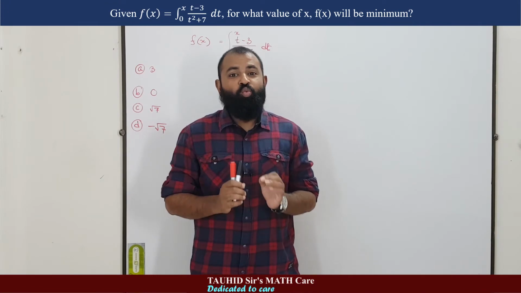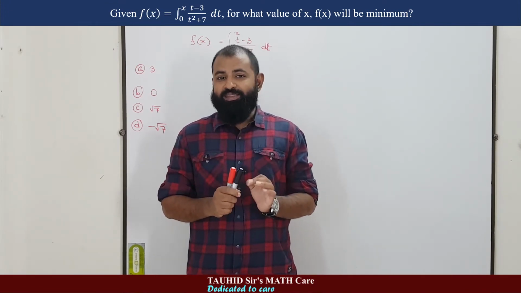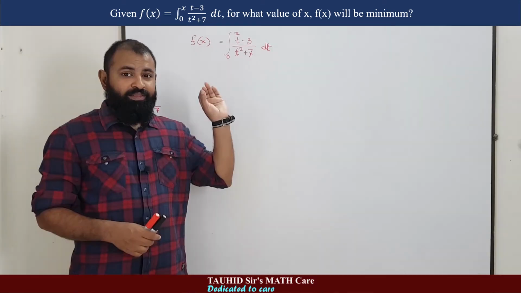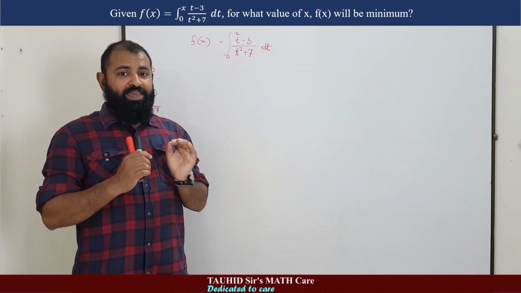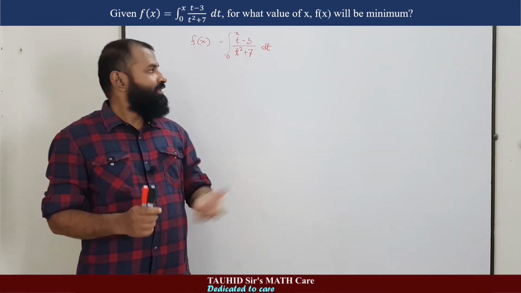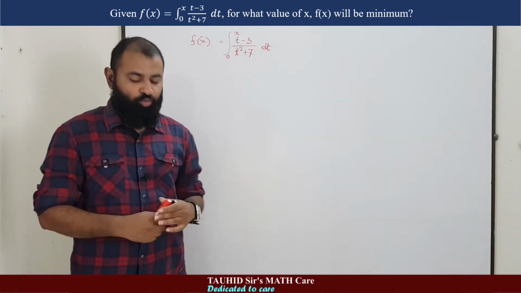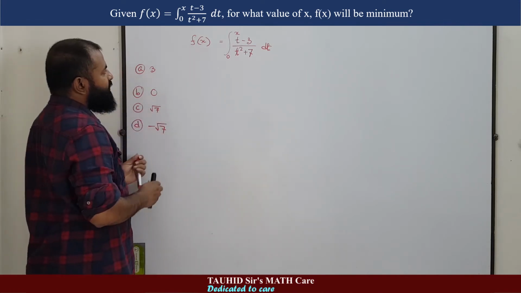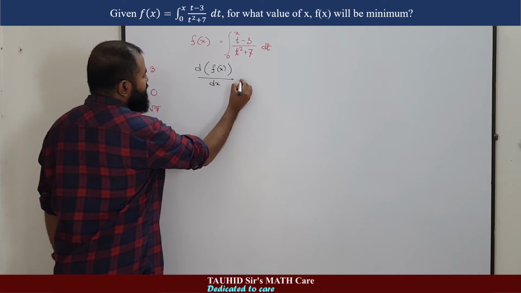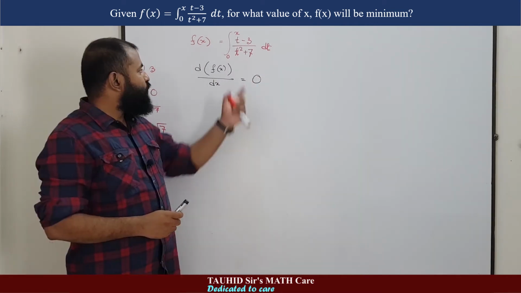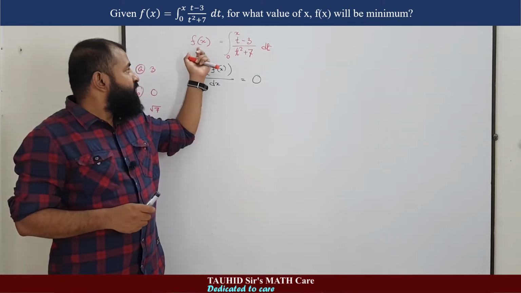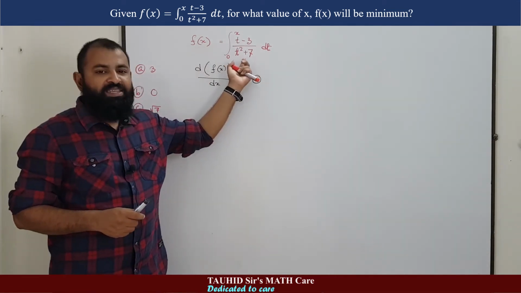This math is one of the easiest maths in history. How? You are given this function as an integral, and you are asked to find the value of x so that this function has minimum value. If this function has minimum value, then of course differentiation of this function will be 0. If you integrate this, you find this function. Then if you differentiate this, you will find this.